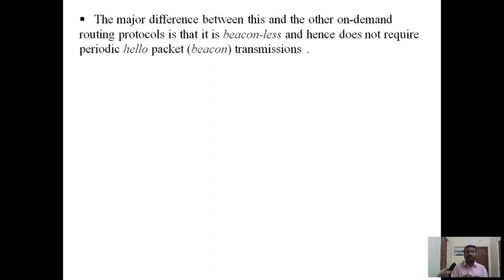For that, they first transmit hello packets. But this dynamic source routing protocol concept is beacon-less. There are no hello packets transmitted from source to destination. So this is the major difference in this on-demand routing protocol. It is a beacon-less concept. We are not transferring any hello packets here.